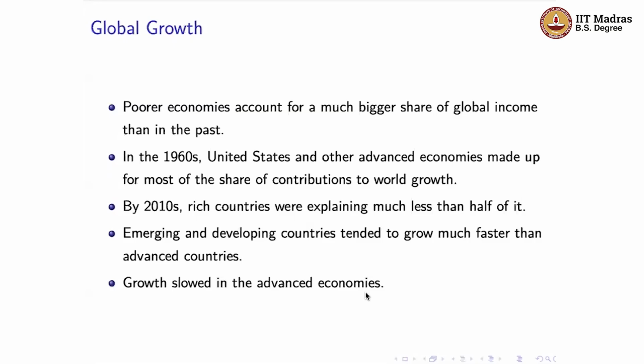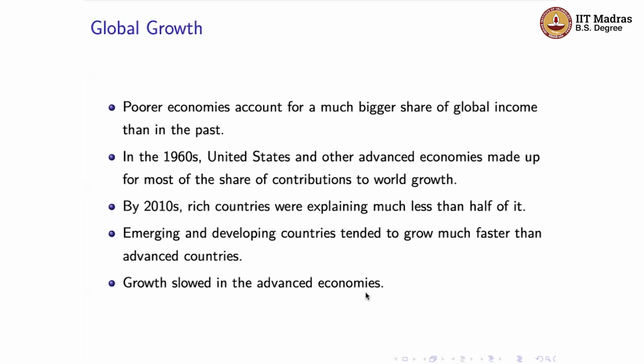As a result of these heterogeneous growth rates, one thing that we observe is that compared to, let's say, the 1960s, the poorer economies now account for a much bigger share of global income compared to the past. In the 1960s, the United States and the other advanced economies made up most of the total GDP of the world. But by the 2000s, rich countries were accounting for less than half of it, right? So now you have these poorer countries, which are making up a larger share compared to before, right?